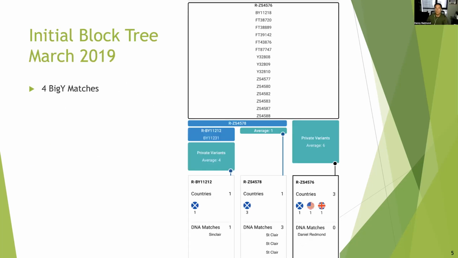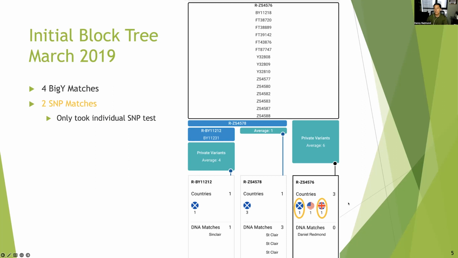So this is what my initial block tree looked like in March of 2019. You can see I had 4 matches: one match under BY11212, and 3 matches under ZS4578. And then I was sitting alone in the branch ZS4576.